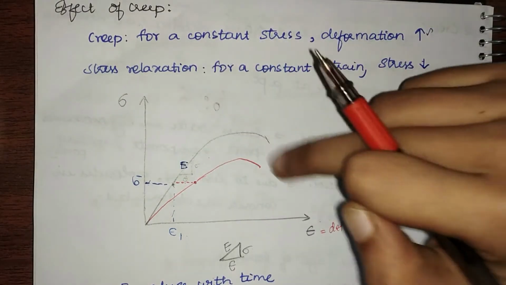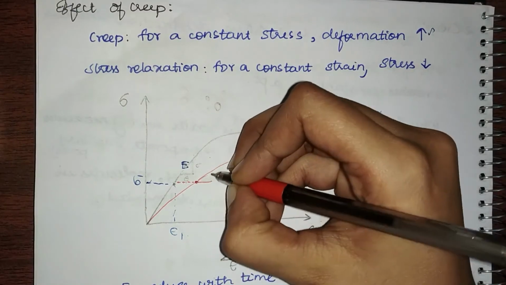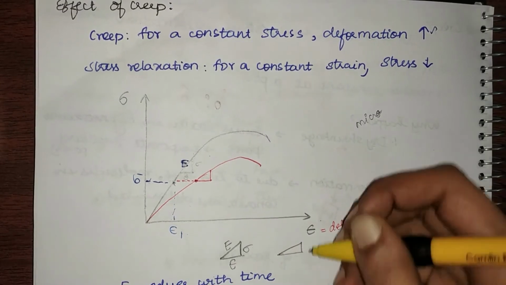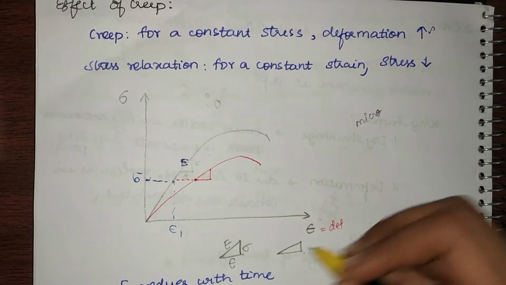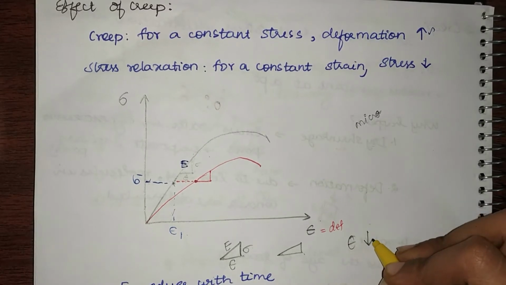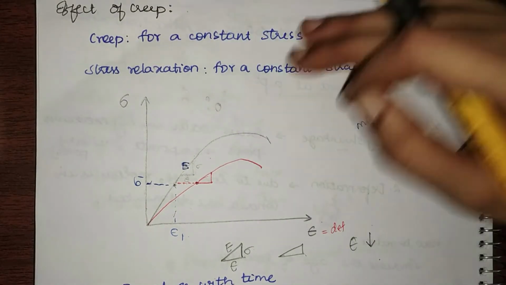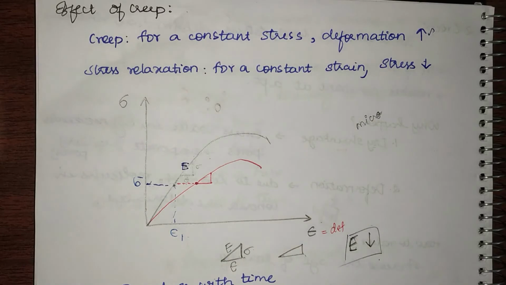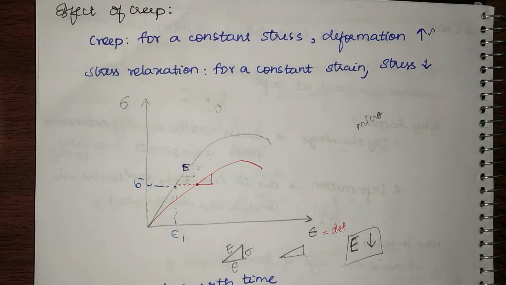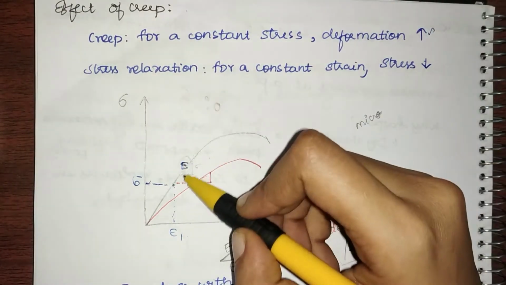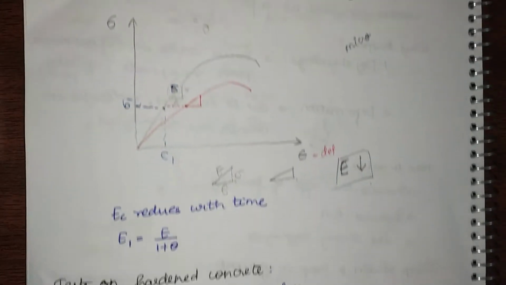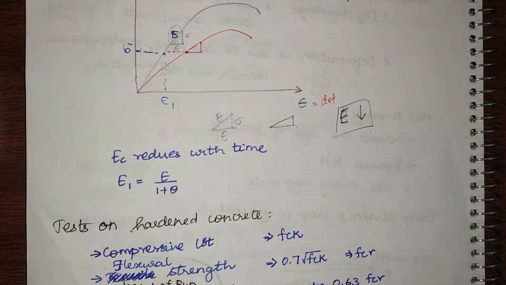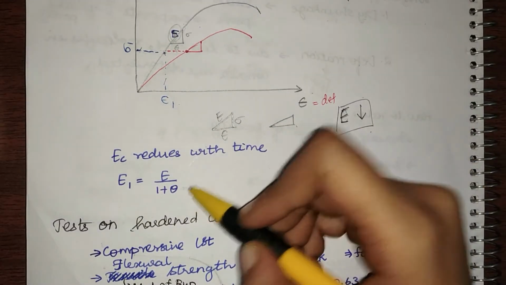The long-term stress strain curve will be something like this. Now if I take the slope of this curve, since the slope is less, my elastic modulus will also be less. And from this we can see the effect of creep. When creep is present in concrete, our elastic modulus reduces. And creep will always be present. So because of that, we will always take into account the effect of creep while designing. This elastic modulus that we get here is a short-term elastic modulus. The long-term elastic modulus can be computed from this formula, which is equal to the short-term elastic modulus divided by 1 plus theta, where theta is the creep coefficient.